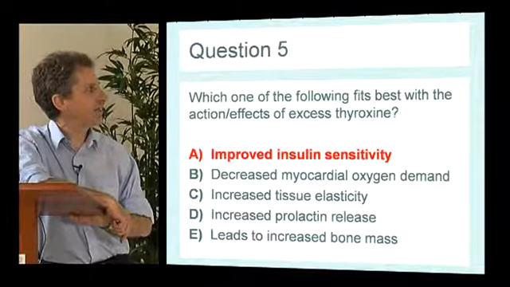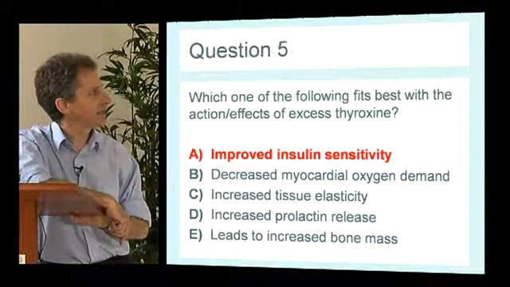Increased tissue elasticity, and that's not typically a feature of thyroid increase or thyrotoxicosis. Decreased myocardial oxygen demand, well, thyrotoxicosis increases activity, increases metabolism, it increases the heart rate and increases myocardial oxygen demand. So that one's not correct either. And in fact, it does result in improved insulin sensitivity.